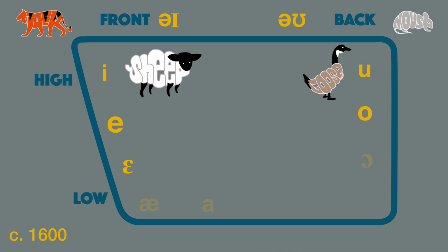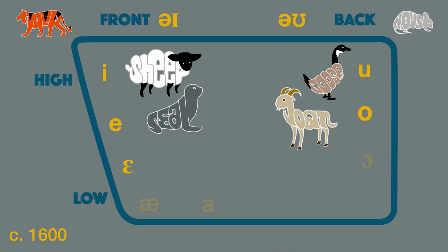goose, sail, goat, raven. These are the vowels used by Shakespeare and his contemporaries. These are the vowels the first English settlers to North America used in their speech.